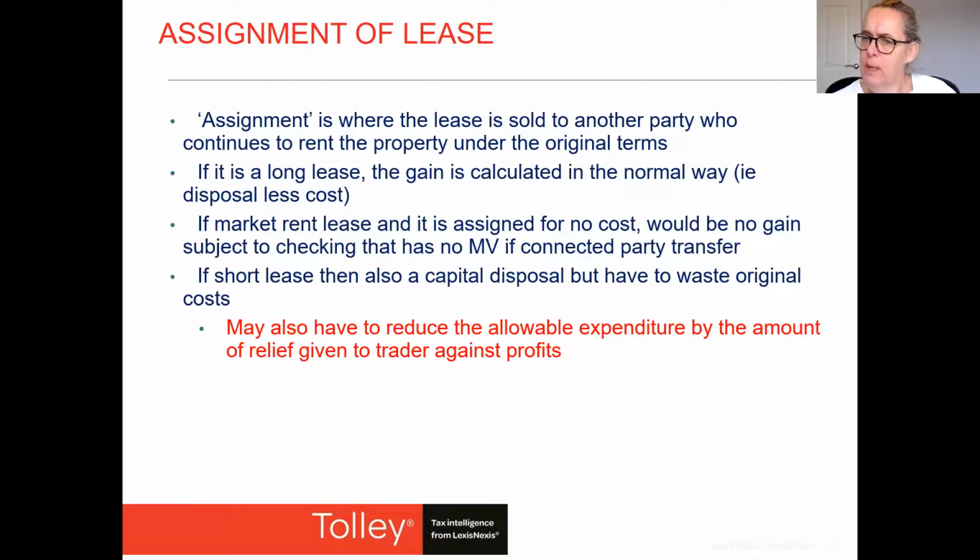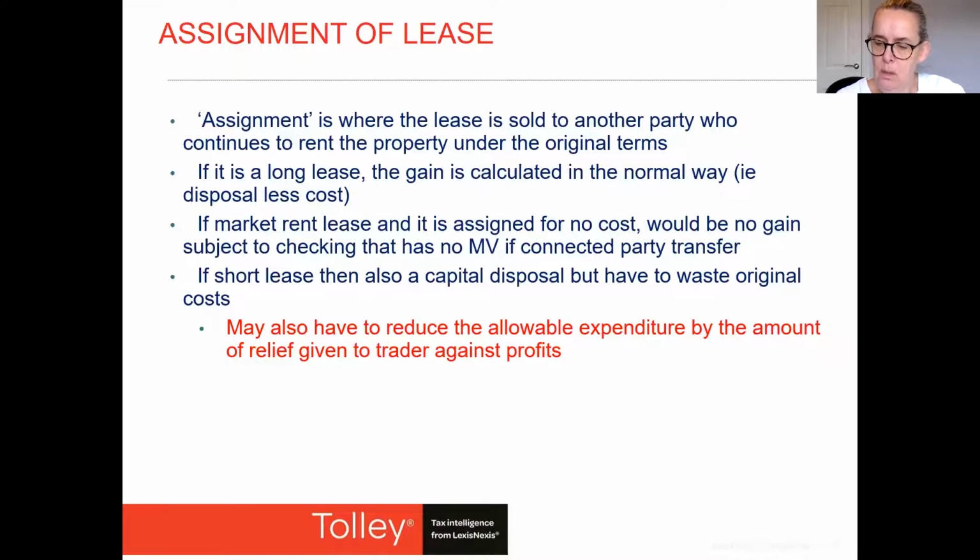Just while we're still talking about leases here, a question has been raised. I was talking before about imputing a premium for an undervalued lease between connected parties where full market rent is not being paid. And somebody has asked whether that could also apply where you have got residential property being transferred on a buy-to-let. And the answer to that question is yes.